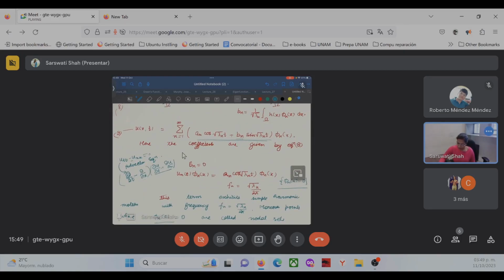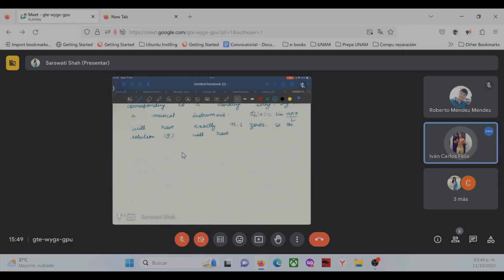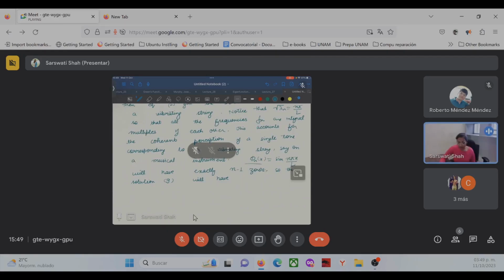Nodal point n minus 1, because this function has the points where this phi n vanishes, and those points are known as nodal points. So it will have n minus 1, 0, because as soon as l will be n, that will be cancelled and that will be 0. So the solution will have n minus 1 nodal points, and at these nodal points, the solution of the system is going to remain constantly 0.